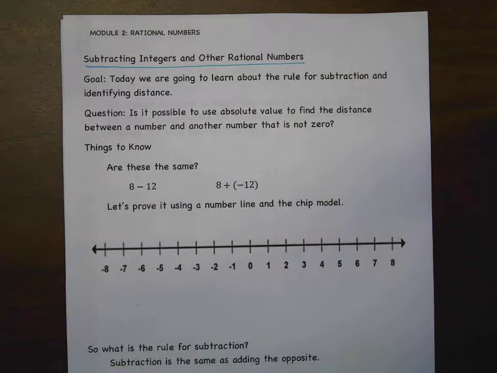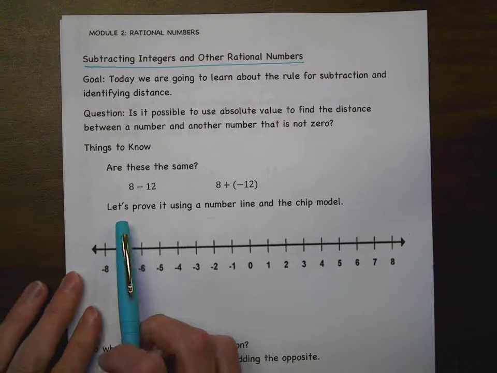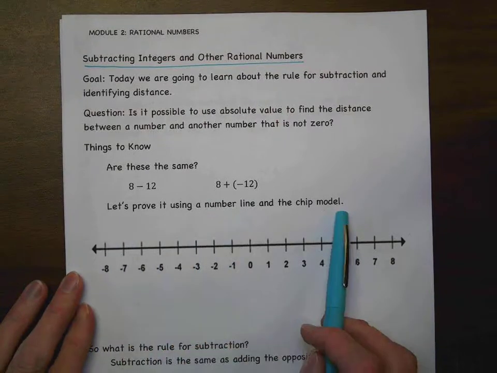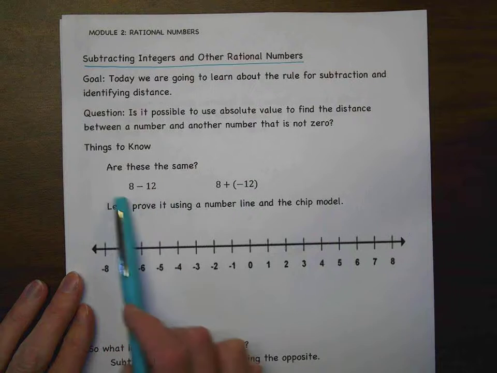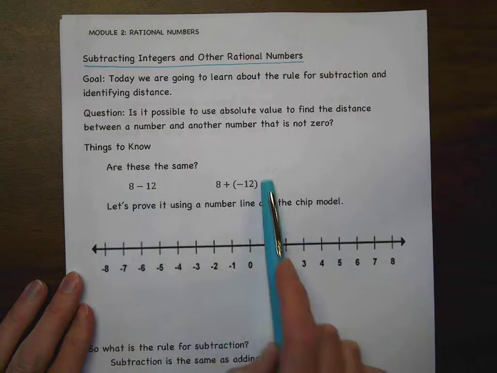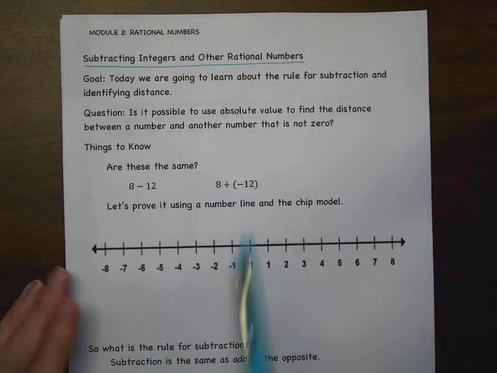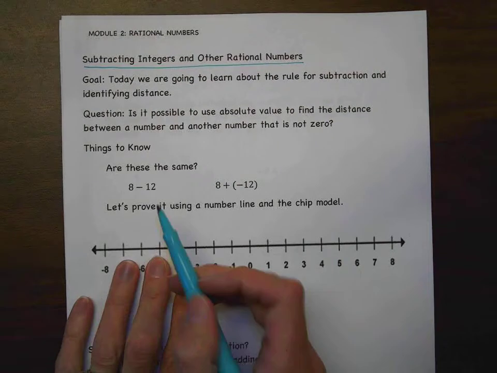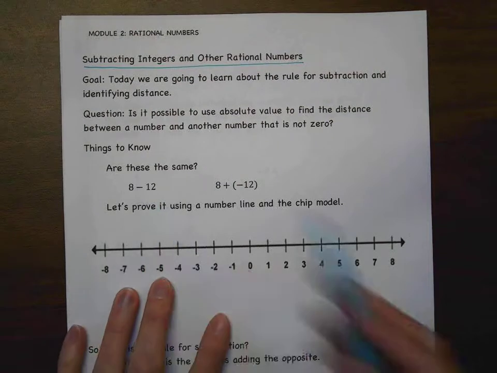One of the ways that we're going to prove it is using a number line and the chip model. We'll use this expression on the number line, and this expression for the chip model, and see what we come up with. Whenever you are using a number line to help you, you need to make sure that you always start at 0.